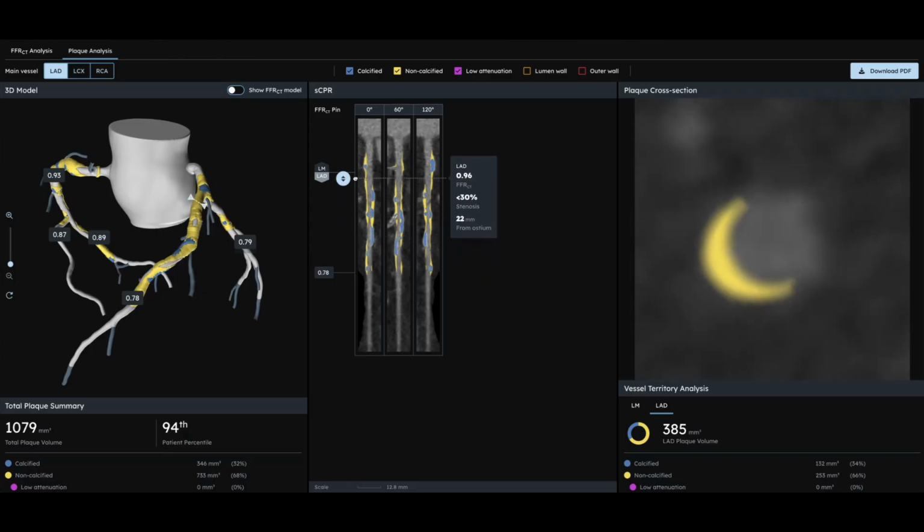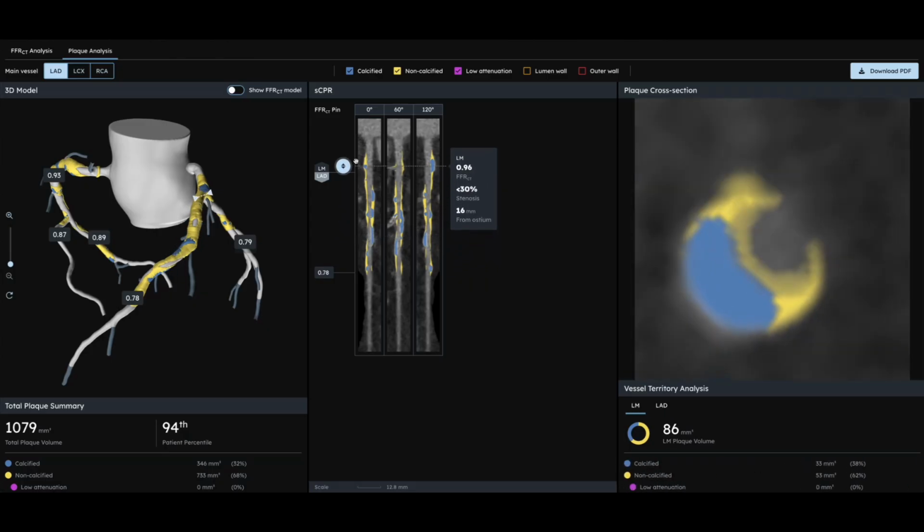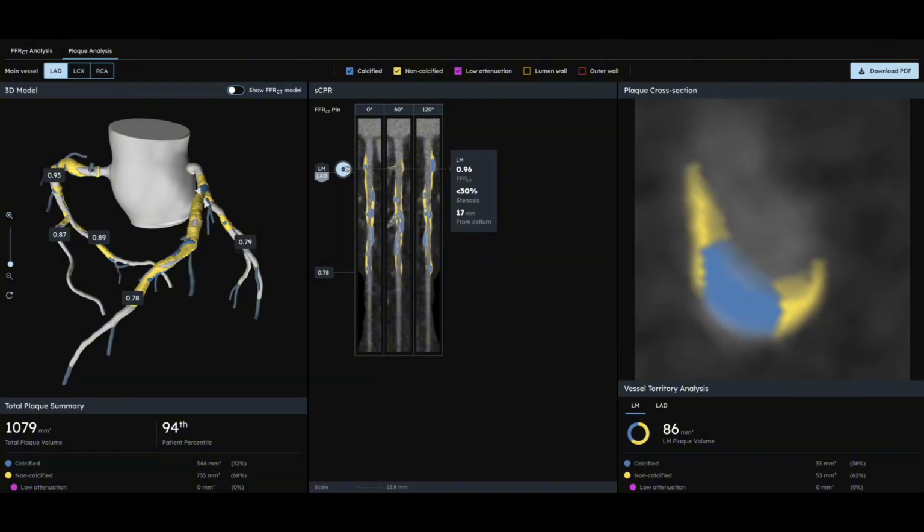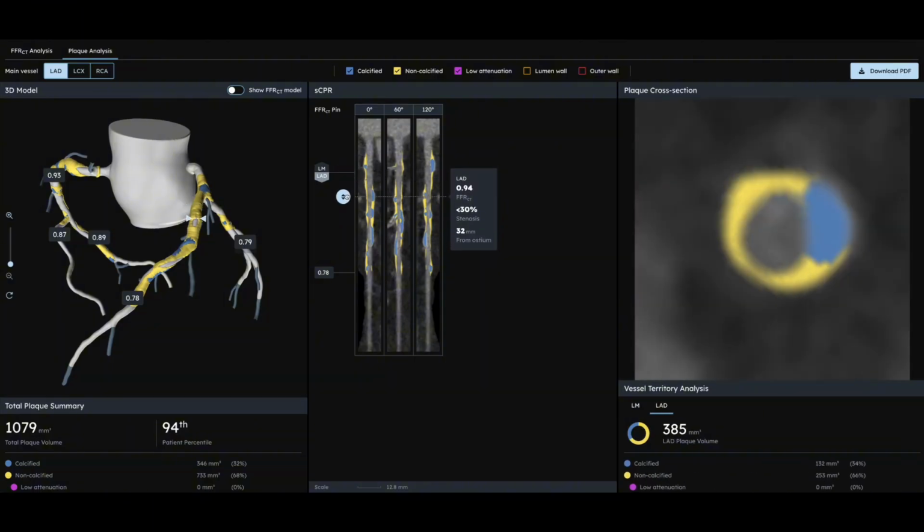Now, let's start with what types of plaque we see here. In the blue, as we look down this vessel, this is the LAD here. This is calcified plaque. So it's hard and stable plaque. It's likely been there for years and is much less likely to rupture. When you get a calcium score test, this is similar to what you'll see on that.